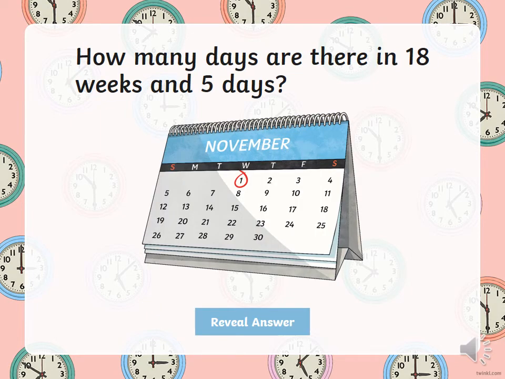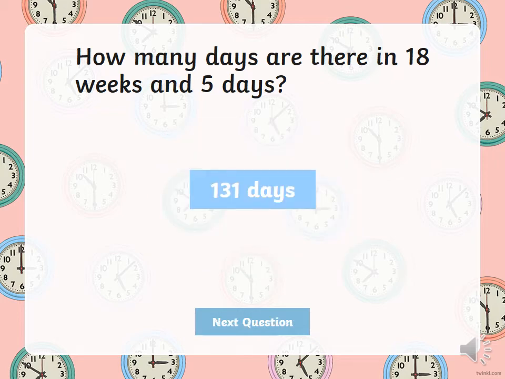How many days are there in 18 weeks and 5 days? The same thing again. We're going to need to use your 7 times tables to work this out. Pause the video before I reveal the answer. Pause it for a minute or so. 131 days.